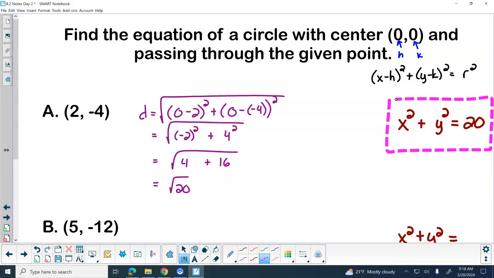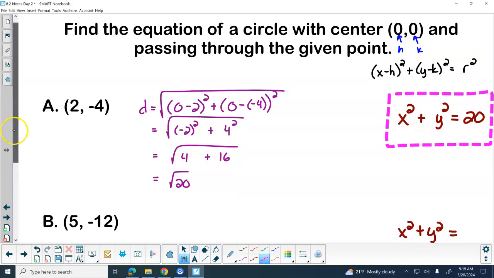But what I was saying is, if I ask what the radius of this circle is, then I want 2 square roots of 5. But because we're just finding the equation, we're just going to square that. No need to simplify. Okay?